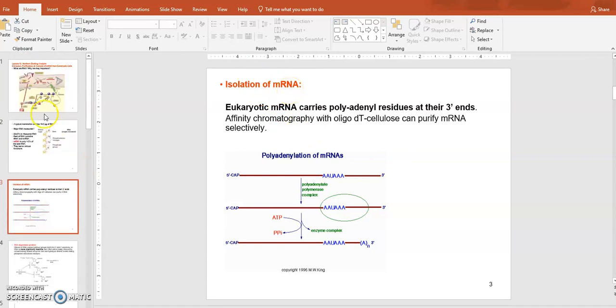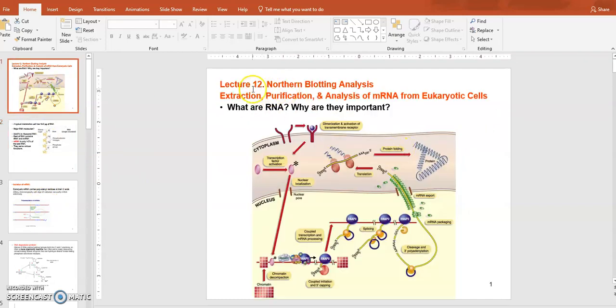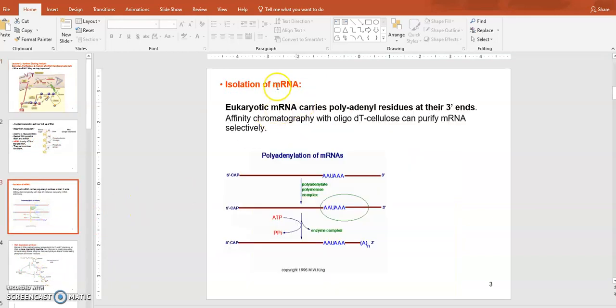If I go back, I told you mRNA only occupies about 1 to 5% of the total RNA population. So it's very minor. There are a whole bunch of RNA molecules that are not messenger RNA. If you want to do the northern blot hybridization process, it targets the mRNA molecules, not other RNA molecules. That's why this question is relevant. Can you isolate mRNA molecules only? It turns out the answer is yes.